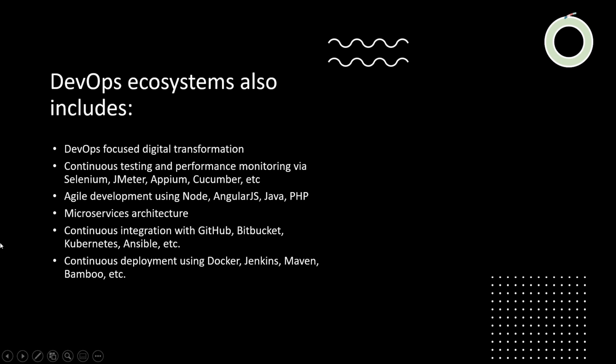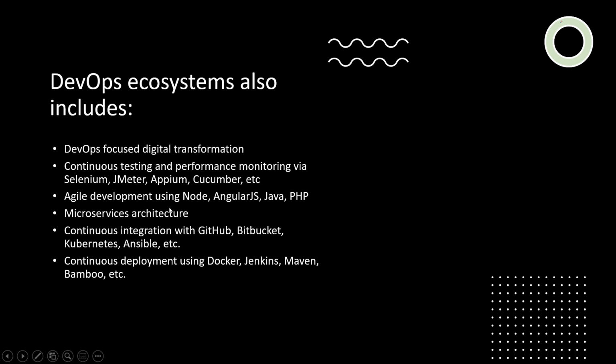The DevOps ecosystem also includes a focus on digital transformation, so everything is going to be on cloud. Cloud is a technology that you need to learn and understand, because cloud is where you put your infrastructure and then everything happens on cloud. Continuous testing and performance monitoring via Selenium and JMeter. These are the performance tools which you'll come across also. Agile development using Node, AngularJS, Java, PHP.